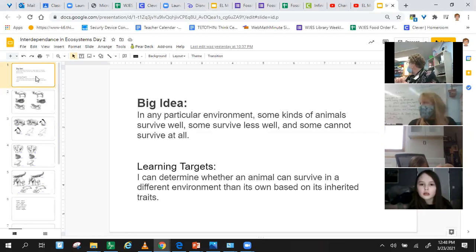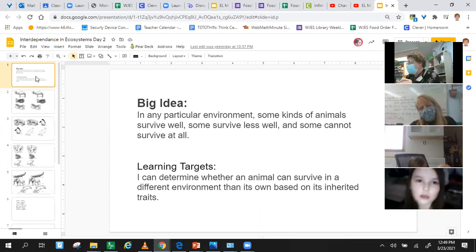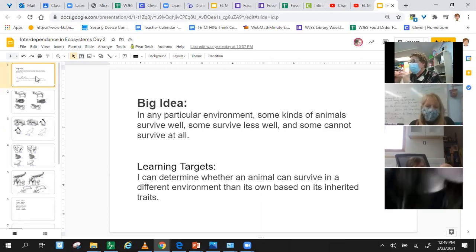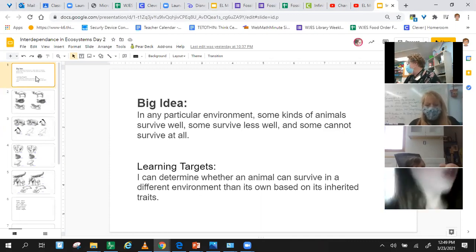So, big idea: in any particular environment, and we saw tons of them yesterday, right? We looked through lots of different habitats, and we learned that animals have a niche within that environment. They have a little spot. We focused on birds, but all animals have that special space that really works for them, and their adaptations work for them. So, in any particular environment, some kinds of animals can survive really well, some survive less well, and some cannot survive at all.